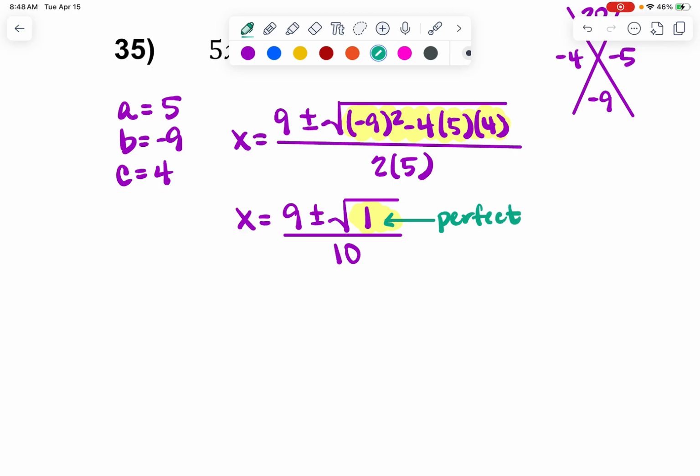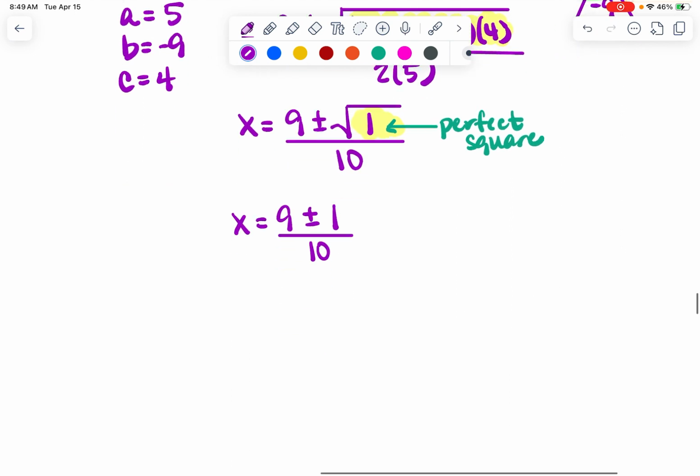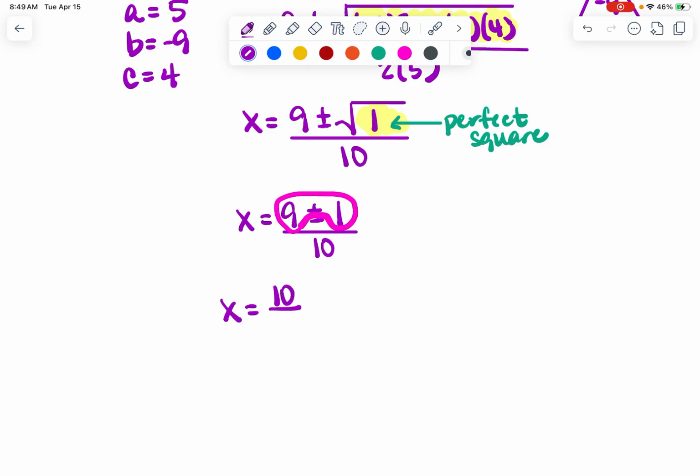Obviously, 1 is 1 times 1, so we can take out a pair of 1s, right? So this is going to give us x equals 9 plus or minus 1 over 10. And then your job is to simply do the math there, right? So we're going to go through. We're going to do it once with the plus sign. So 9 plus 1, right, which is going to give us 10 over 10, which is 1. All right, so that gives us 1, 0.